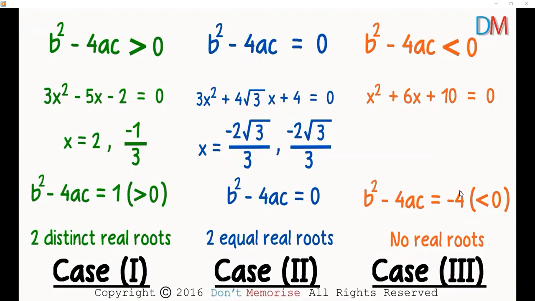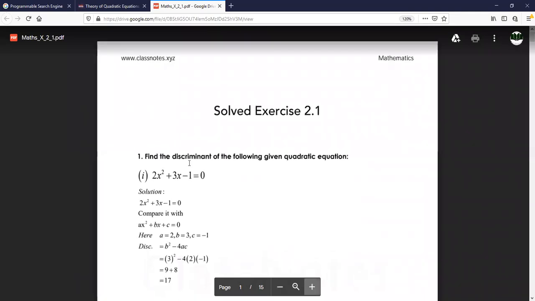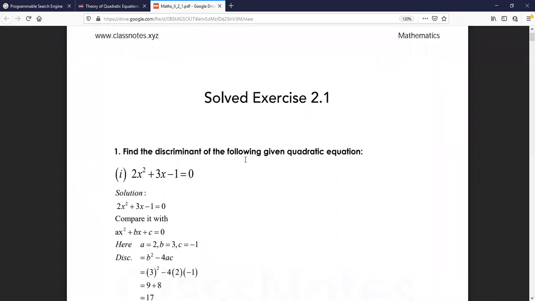So now we are moving to the exercise, and by solving the exercise you will be more familiar with the solution or with the questions. Look at the exercise. In exercise 2.1, we have the first question: find the discriminant of the following given quadratic equation. In question number 1, we simply have to find the discriminant, not the nature of the roots.